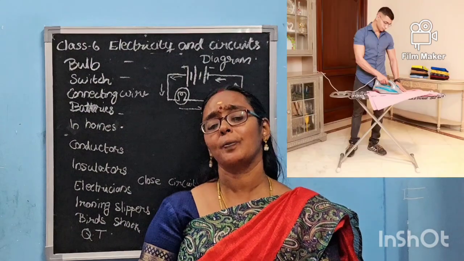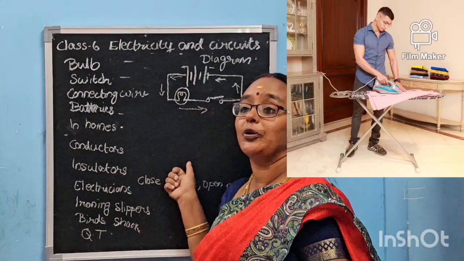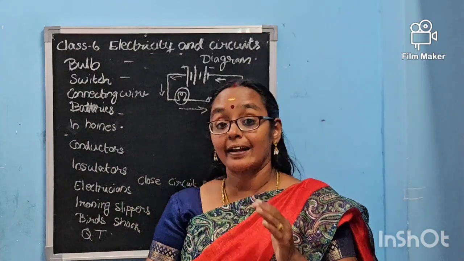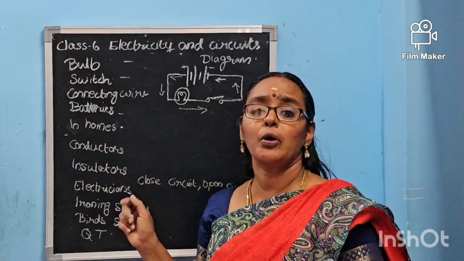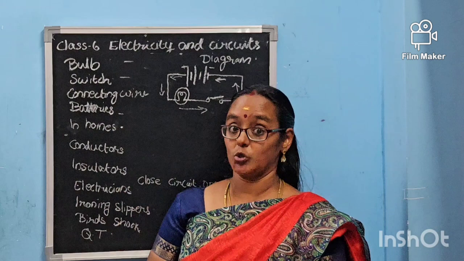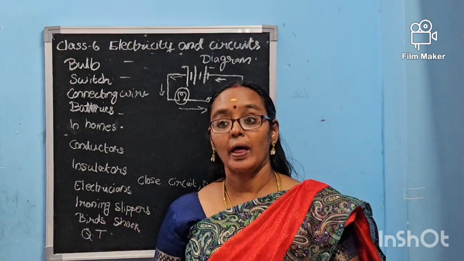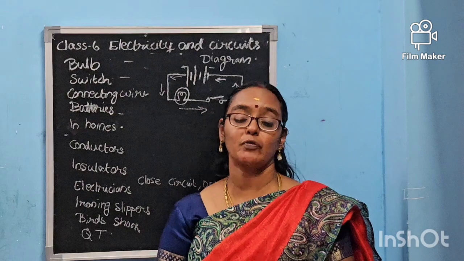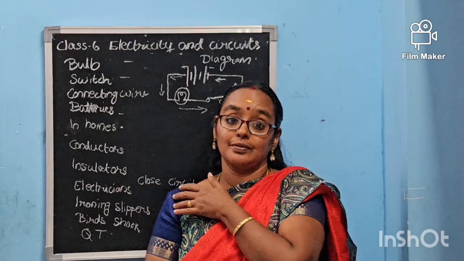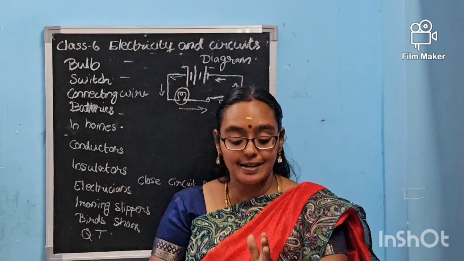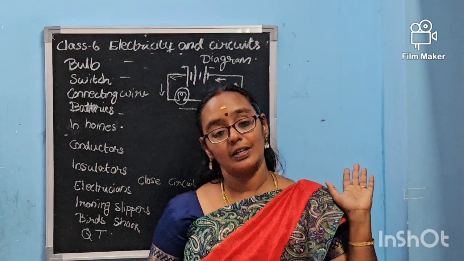Okay, why is it so? Because, as I told you, the electric current flows only when the circuit is closed. As we know, our body is a good conductor of electricity. The electric current may enter our body, but if it is connected directly to the earth, what happens?